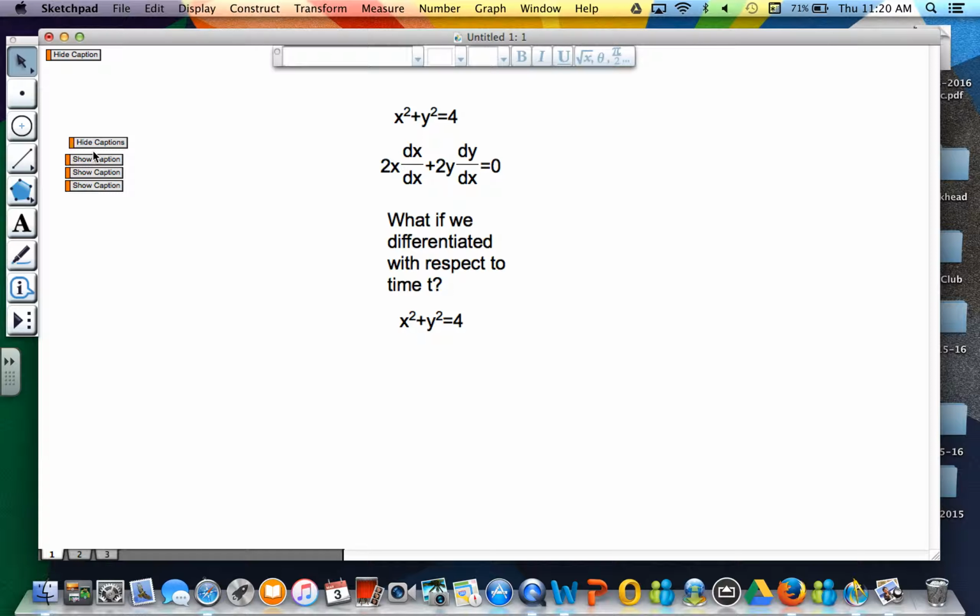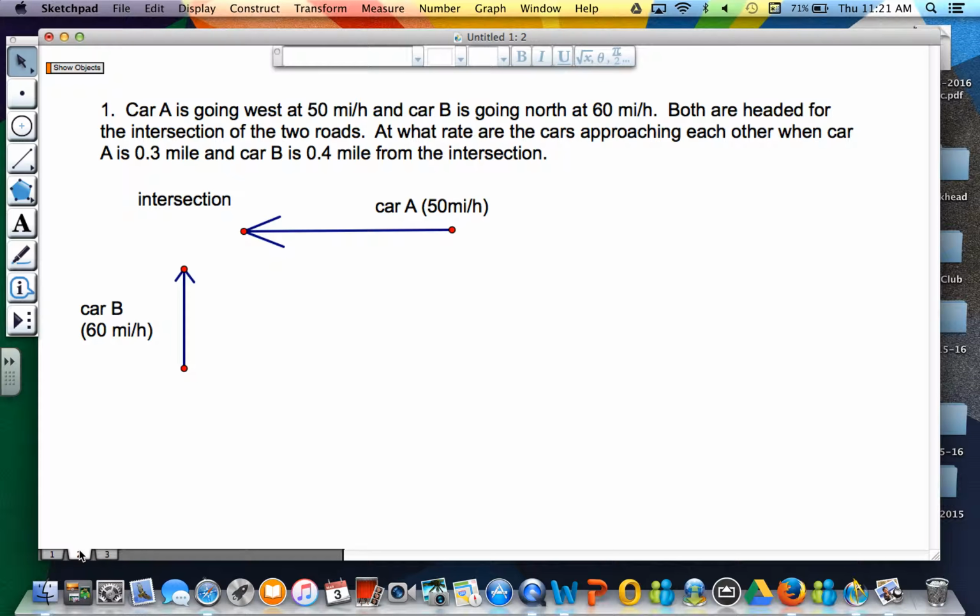Well, I could differentiate this x squared plus y squared equals 4 with respect to t by having 2x dx/dt plus 2y dy/dt is equal to 0. And then I would have to have other information, but it seems reasonable that I could do this type of mathematics. These are called related rates because the rates are related by time. Let's go to the example that you have on your note sheet.